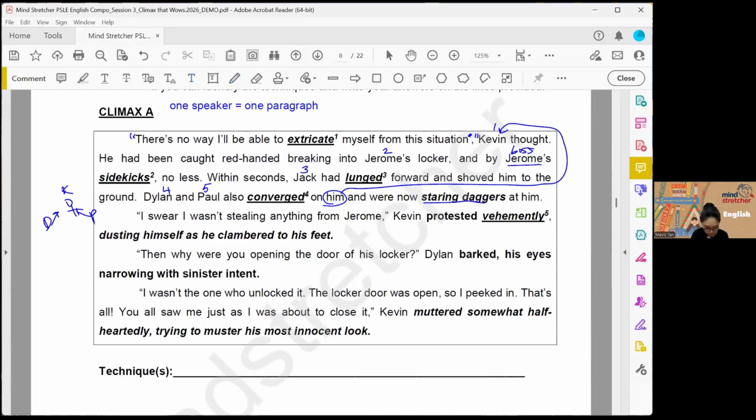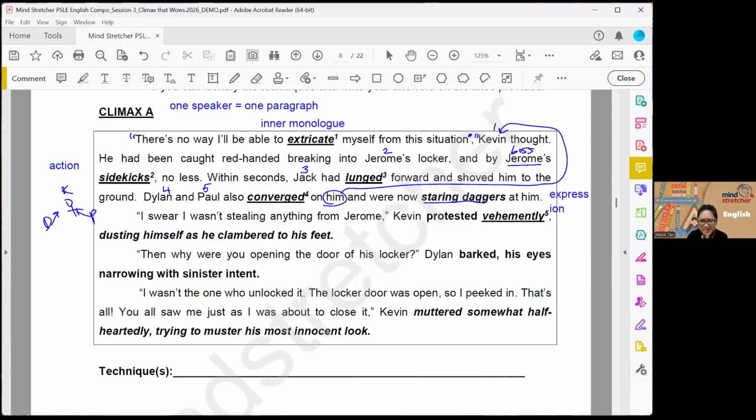Let me label this. Okay? There's expression, there's dialogue. Oh, this is actually inner thought, inner monologue. Dialogue not yet. Inner monologue. Action, expression. Okay. Then we move on.